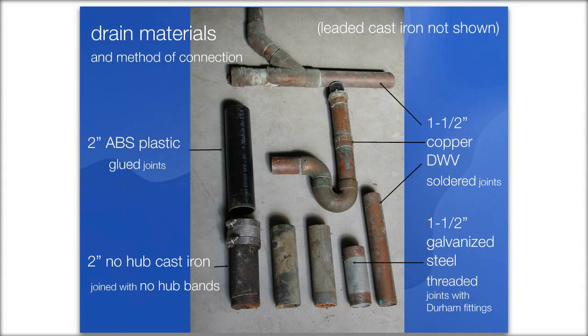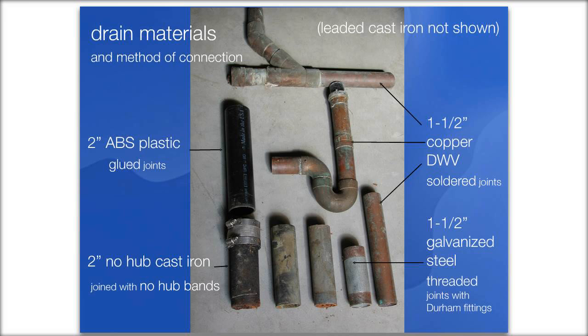And on this next slide, the drain materials, an important way to identify what kind of material the pipe you're going to be cutting is, is by looking at the way the fittings are connected. So ABS plastic pipe has glued joints. No-hub cast iron will have what are called no-hub bands. You can see there it has stainless steel wrapping around it with little nuts that you tighten. Copper will have soldered joints, and galvanized steel will have threaded connections going into Durham fittings.